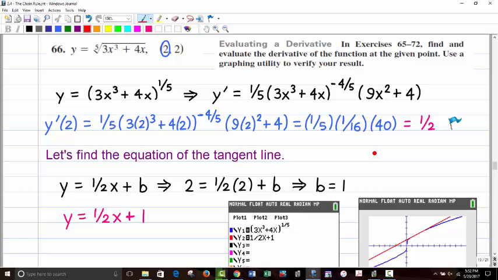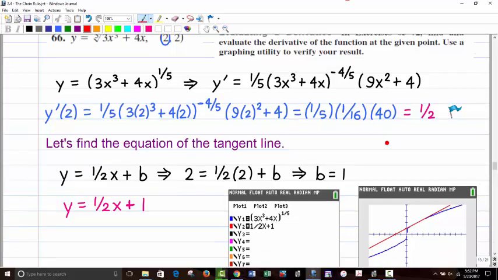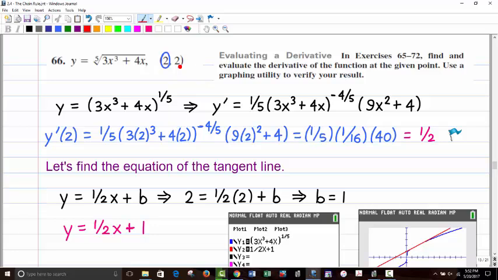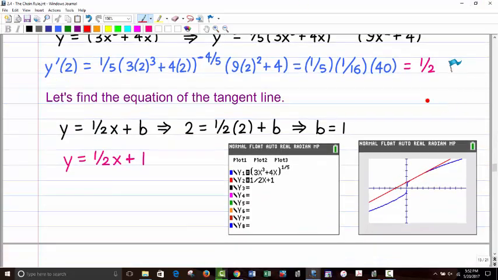All right, suppose I wanted the tangent line. That would just be, there's our slope, y equals 1/2 x plus b. So we know that the x is 2 and the y is 2. So I put in 2 for x, put in 2 for y. That would solve for that. You get b equals 1. So that means the equation of the tangent line is y equals 1/2 x plus 1.